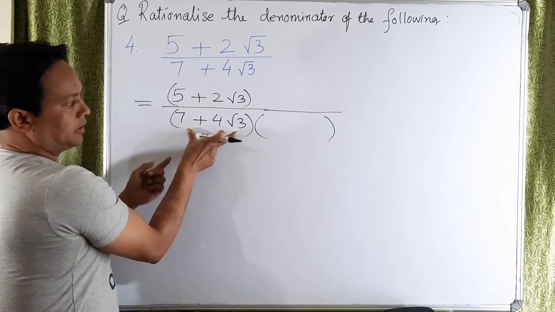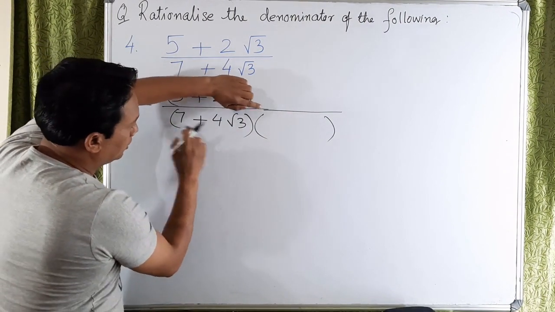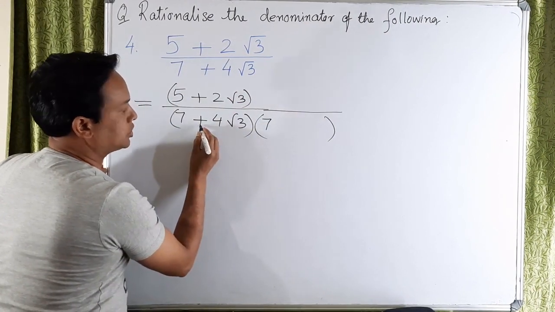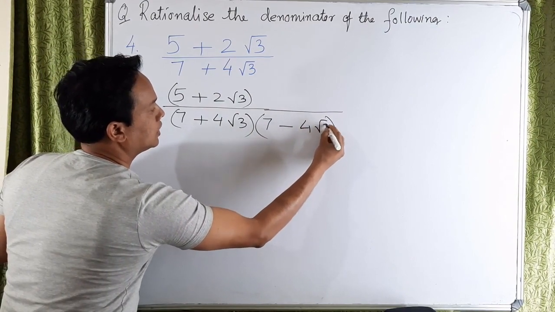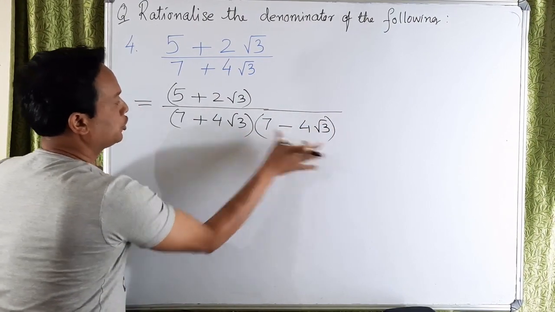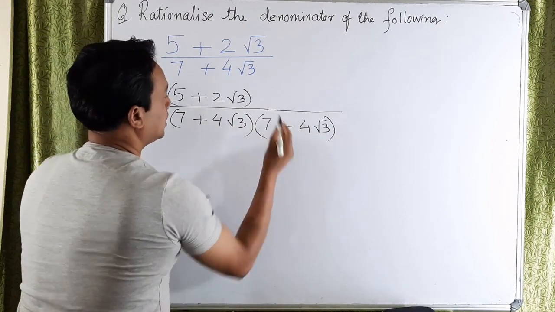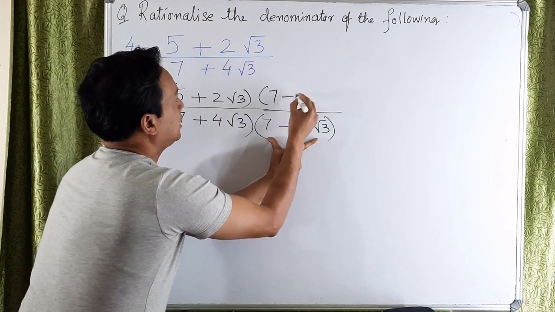Then look at the denominator. Start from the denominator. Don't look here. Look at the denominator. Copy these numbers as they are, the same numbers but just change the sign. Here it's plus, so we'll put a minus sign. 4 root 3, same number. That means the conjugate sign. Same number but opposite. And whatever you write here, the same number should be written here.